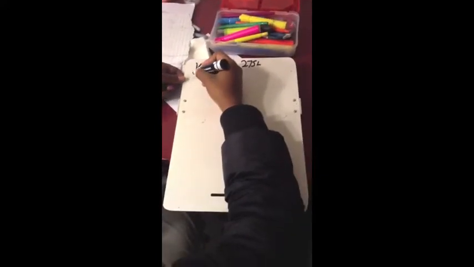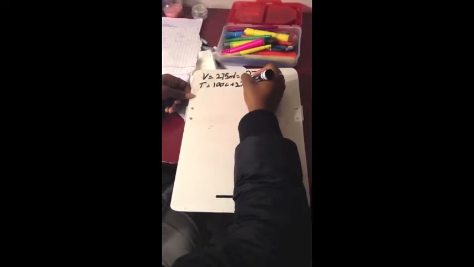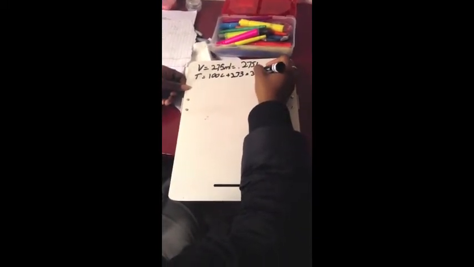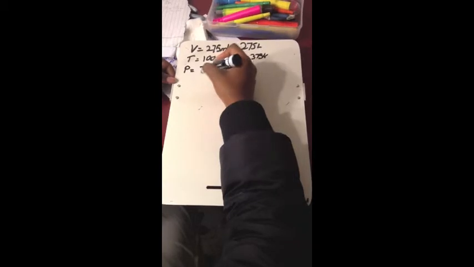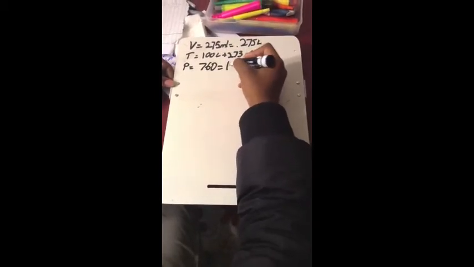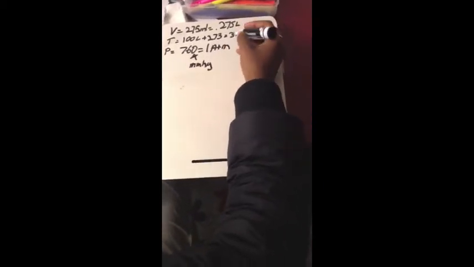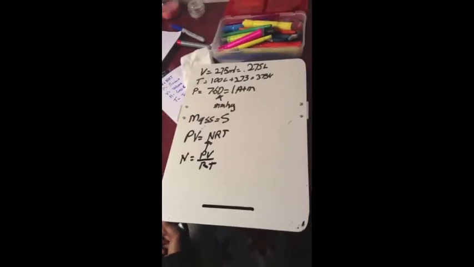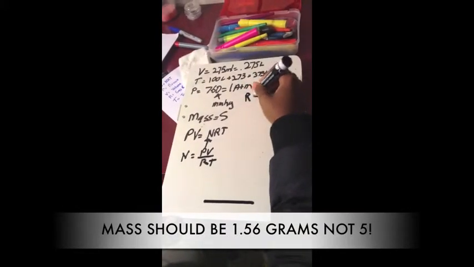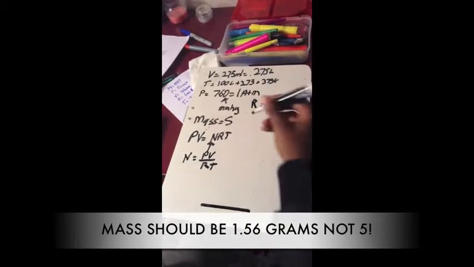The temperature, let's say the temperature of our gas was 100 degrees Celsius. We'll convert that to Kelvin, which would be 373 Kelvin. Our pressure of the gas, we'll say is 760 mmHg, which is 1 atm. By the way, our R, remember, is 0.0821. This is a constant. Alrighty guys, so now let's plug in the numbers.